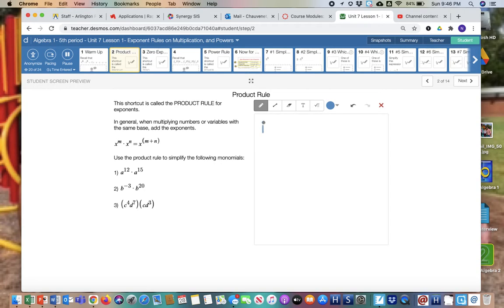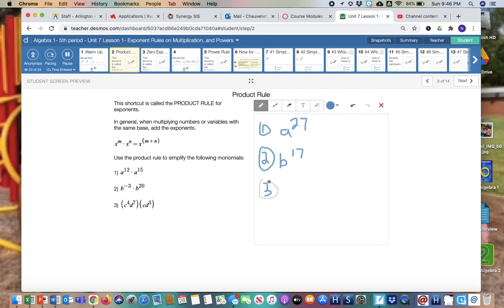Okay, so here's number 1, right? A to the 12th, A to the 15th. So it's still going to stay as an A. And now we're going to do 12 plus 15. Well, 12 plus 15 gives me 27. And that's it. I get A to the 27th. All right, let's look at number 2. So I have B to the negative third and B to the 20th. So it's going to stay B. Again, we're adding, but this is a negative 3, right? So it's like negative 3 plus 20, which is the same as 20 minus 3. So that's going to give us 17.